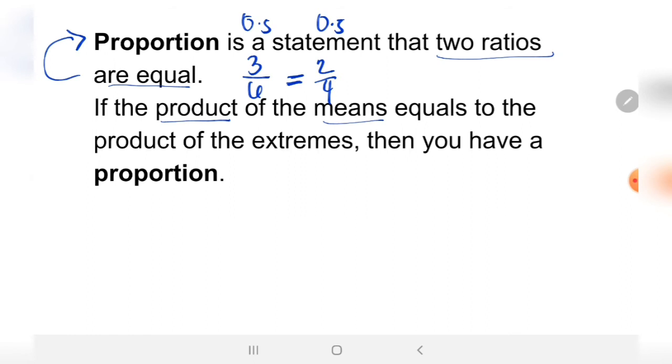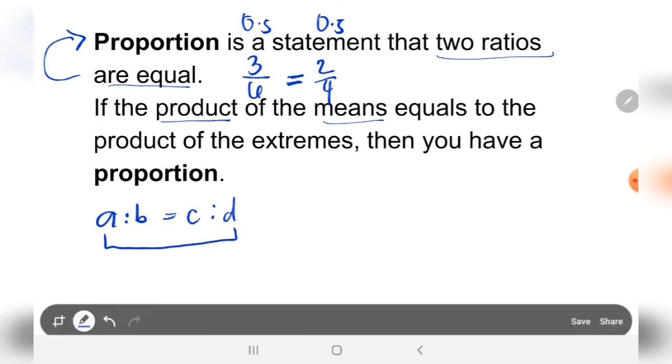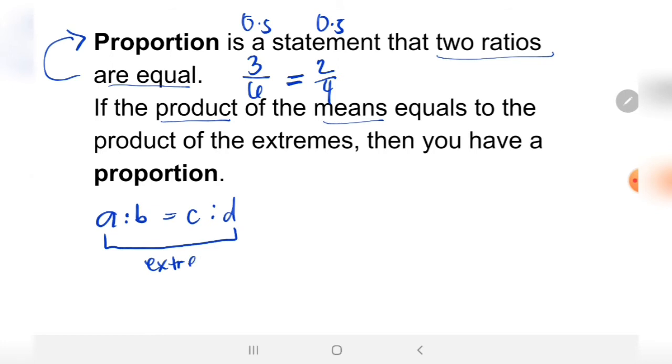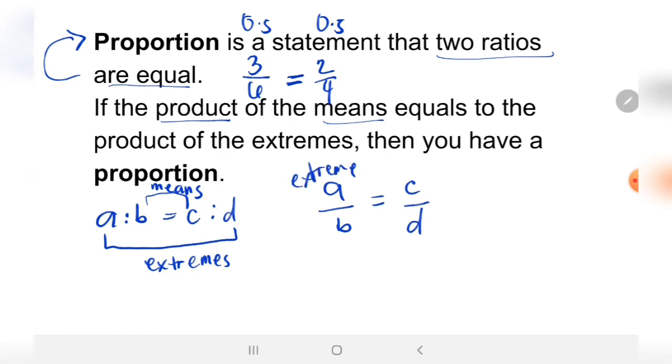Now, what are means? Okay, like for example, in here, A to B equals C to D. This part or the outside part are called the extremes. And the inside part is what you call the means. Or in fraction form, that is A over B equals C over D. This A is what you call the extreme. B is the mean. C is the mean. And then D is the extreme.